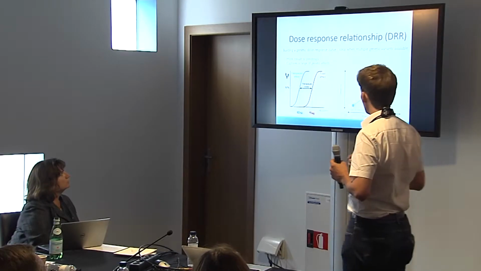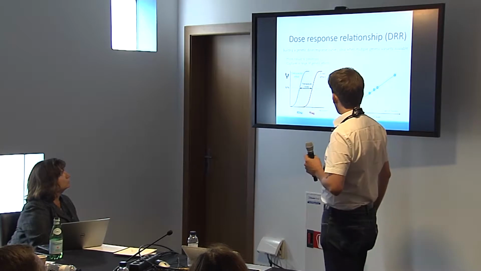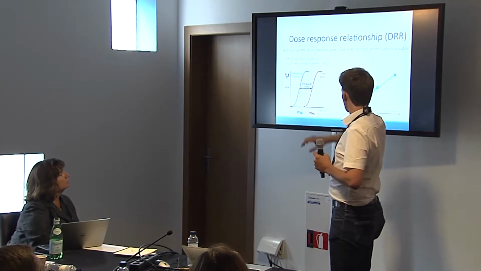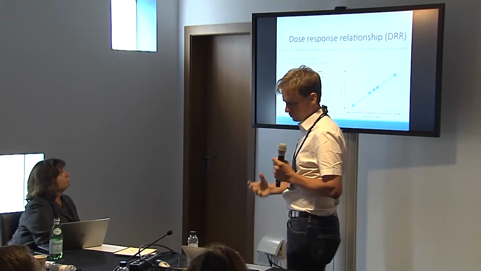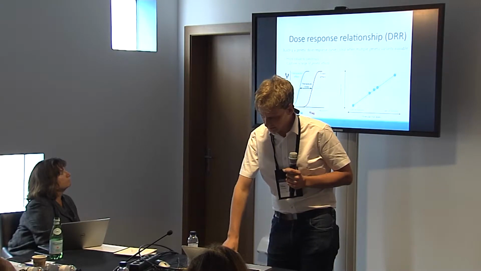So, Dan showed you before that we can actually mimic a drug dose response curve through the build-up of a response curve by using genetic variants. And these genetic variants you obtain basically from GWAS analysis, so you can use summary statistics. That's the whole key idea for all these data being available. So you can build this dose response curve.